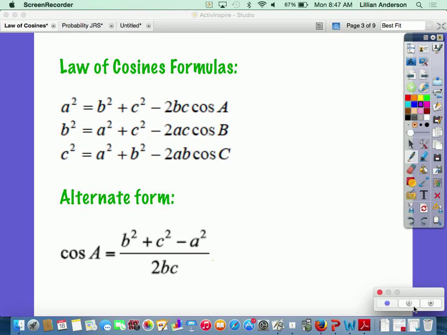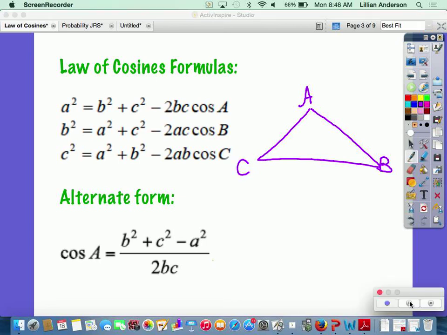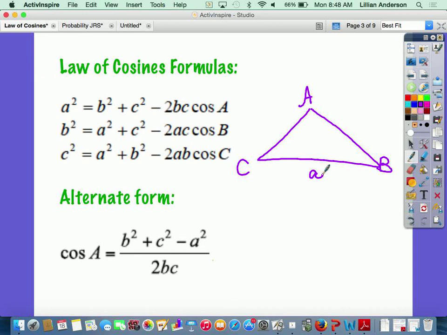Let's just quickly review, just in case, for those who don't know. If I have a triangle labeled A, B, C, where do you think side A is? Opposite from angle A, okay? So side A is opposite angle A, side B is opposite angle B, side C is opposite from angle C.